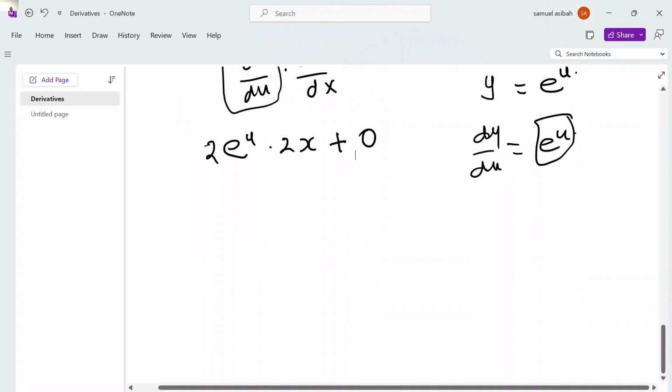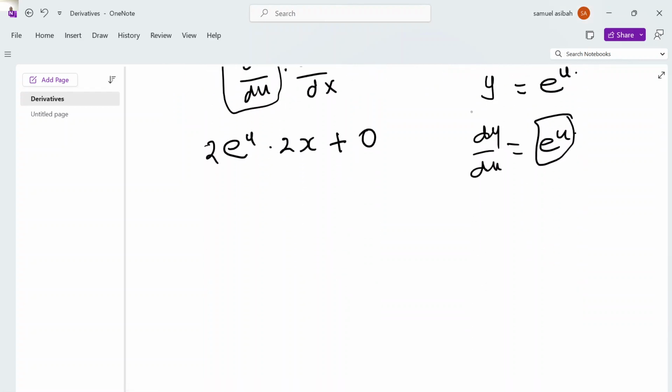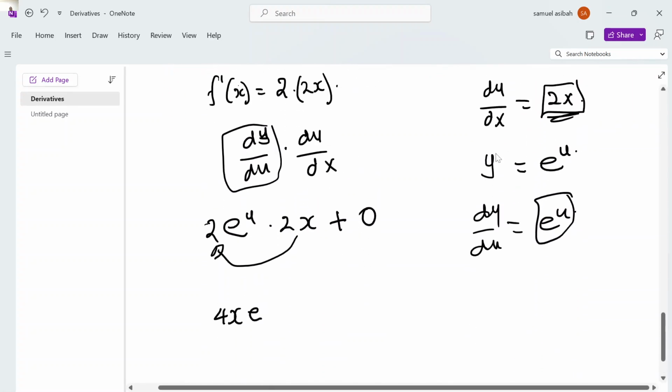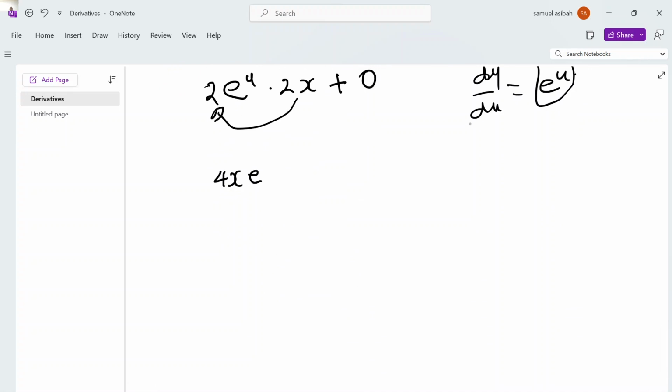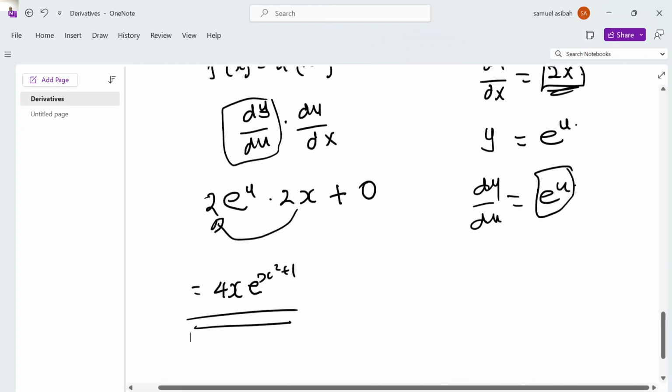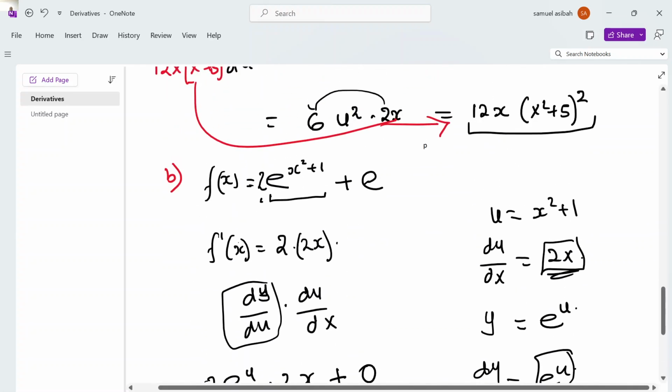So what is your final solution? We can simplify this by multiplying here, so you get 4x e raised to u. And remember, our u is x squared plus 1, so it is 4x e raised to x squared plus 1, then plus 0. So this is your final derivative of this particular function.